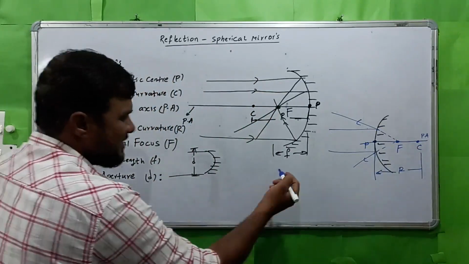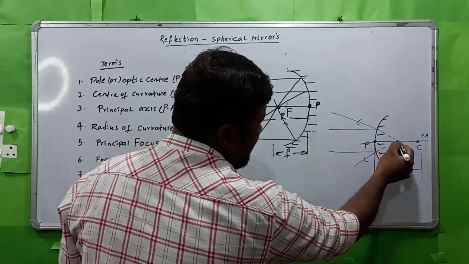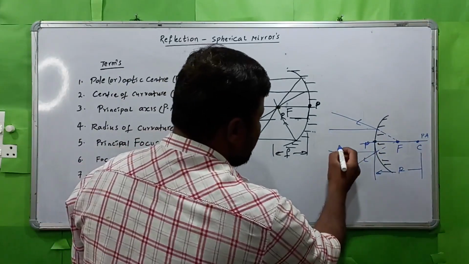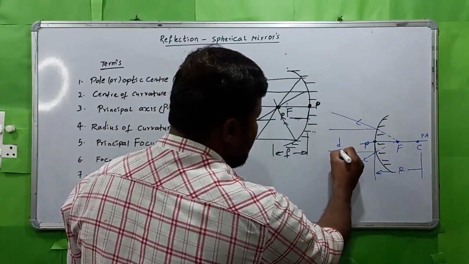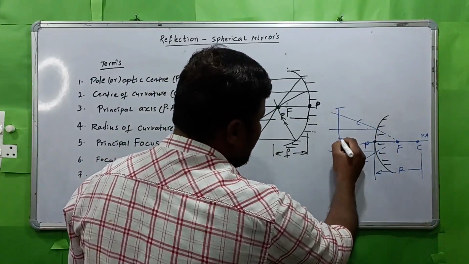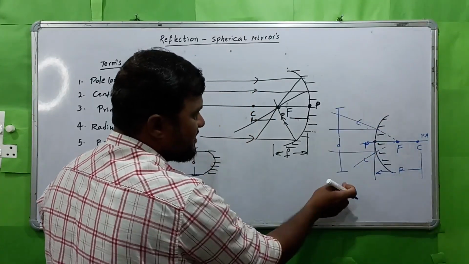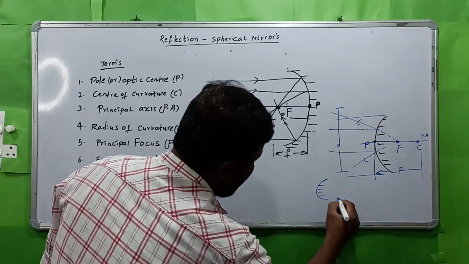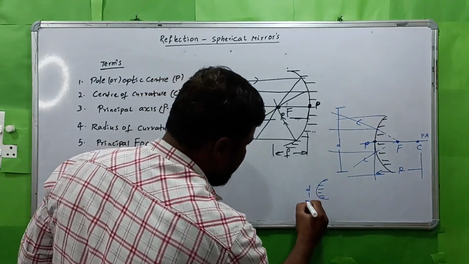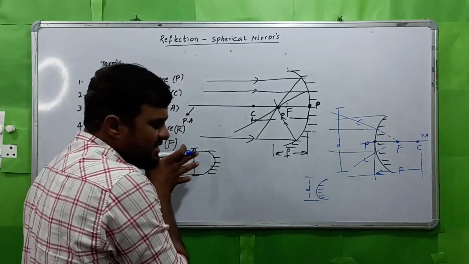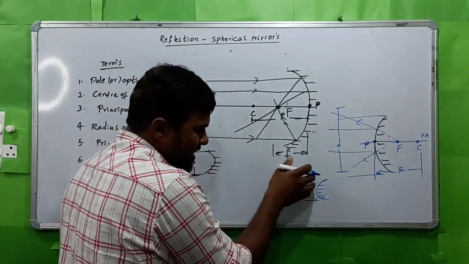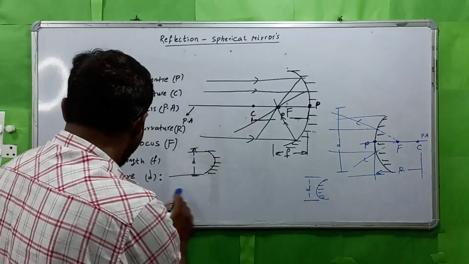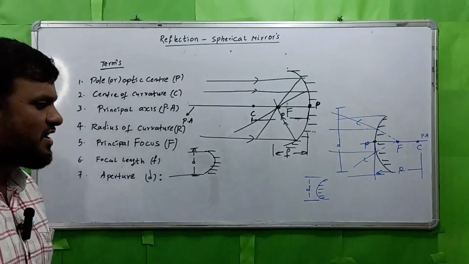Next, focal length remains the same: the distance between pole and the principal focus. And coming to aperture, the diameter of the enclosed circular portion of a mirror. For the convex mirror, this is aperture, D. If I draw it separately, this part is the aperture. Light rays incident on this surface and reflections take place. So this part is the diameter D, known as aperture in case of a convex mirror.